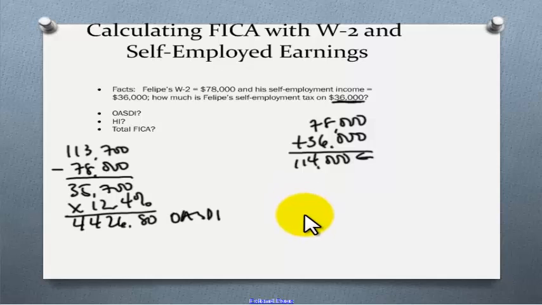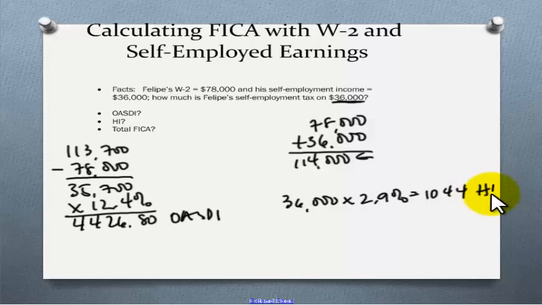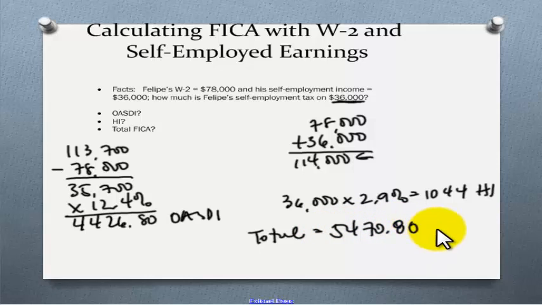For HI, the full amount of the self-employment income is taxable because there's no cap. So $36,000 times my rate of 2.9, remember 1.45 for the employee, 1.45 for the employer, add them together, 2.9, and that gives you $1,044. So this is our HI. So our total, if you add the two together, would be $4,426.80 plus the $1,044. So my total is going to be $5,470.80. And that's it.